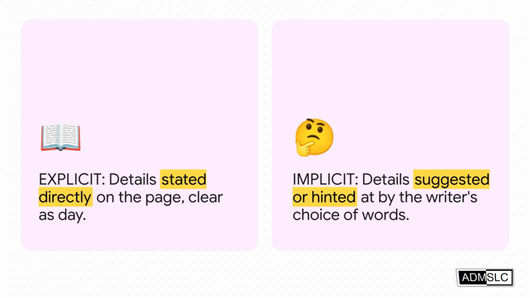Let's talk about accuracy. It means you're hunting for 2 different kinds of clues. First up, you've got the explicit stuff. This is the information that's written right there on the page, plain as day. But then, you've got the implicit details. These are the ones that are more suggested or hinted at. You have to do a little bit of detective work for those.